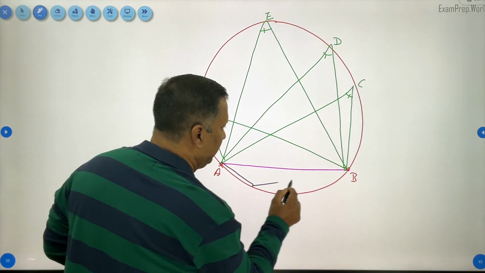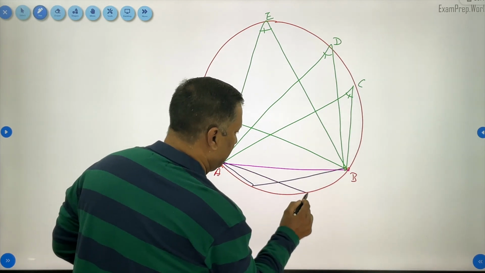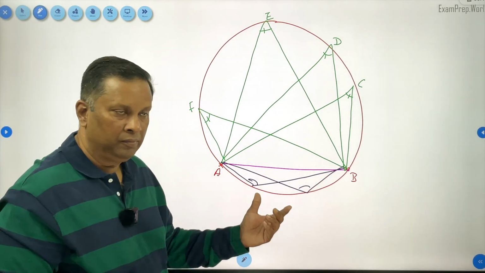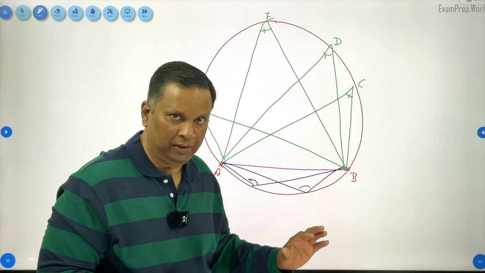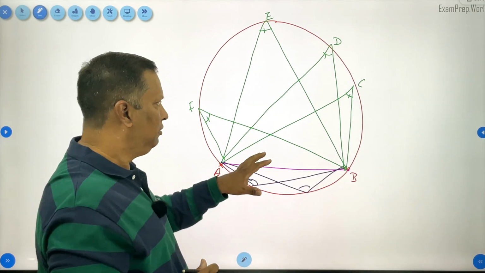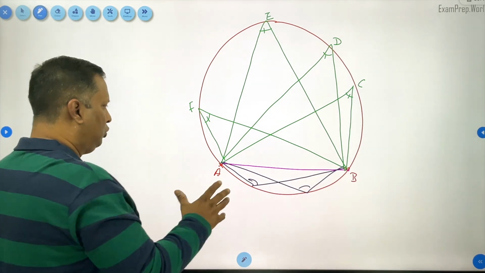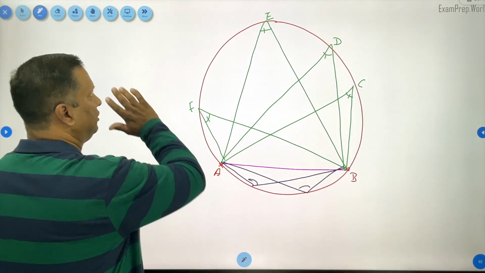Suppose it is subtending this angle here or an angle here. These two angles will also be equal, same rule. But they should be on the same side of the circle. So this is one of the theorems you should remember, and the next one is another one which is simple.